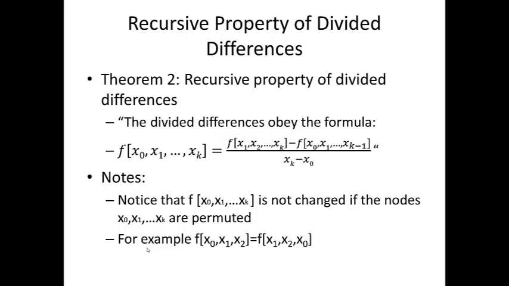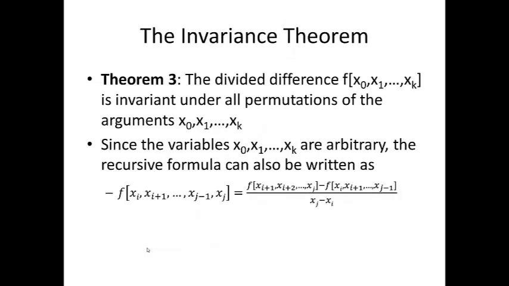This leads us to the invariance theorem that says the divided difference is invariant under all permutations of the arguments x0, x1 through xk. Since they're arbitrary, we can rewrite the recursive formula. You can also find the first 3 divided differences on page 164 of the text as part of the proof of this invariance theorem.